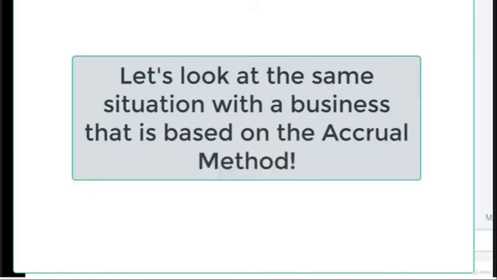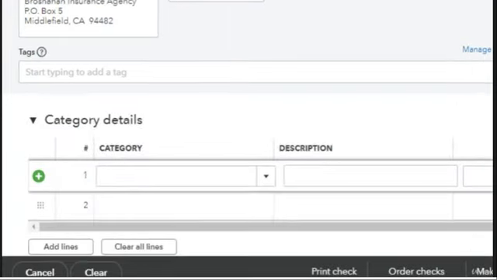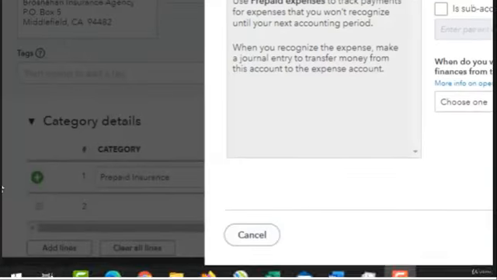However, what if we were using the accrual basis? So we paid for it for a year, and so instead of calling it insurance expense, because it's not an expense, because we're using $100 a month, that's the expense. It's $100 every month that we use the insurance. Instead, we're going to call it prepaid insurance because it's going to be considered a prepaid expense.